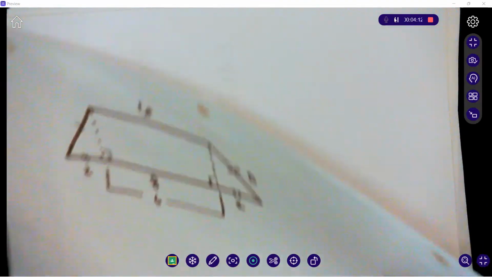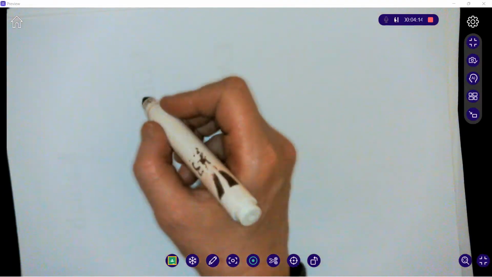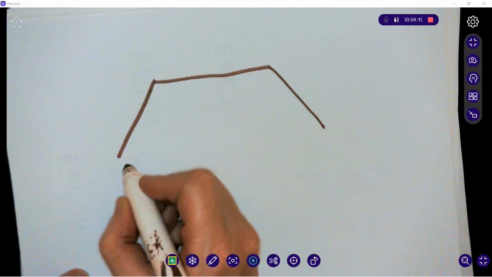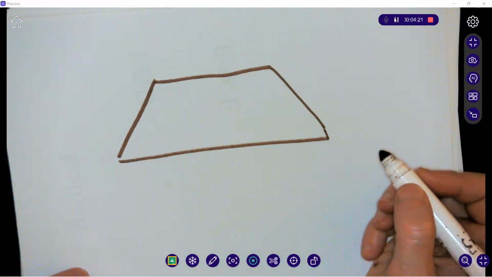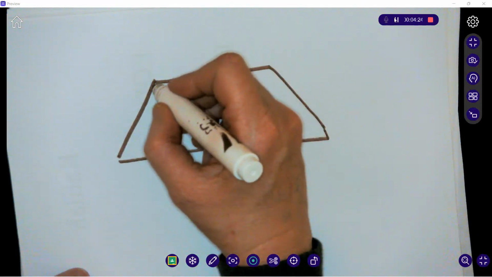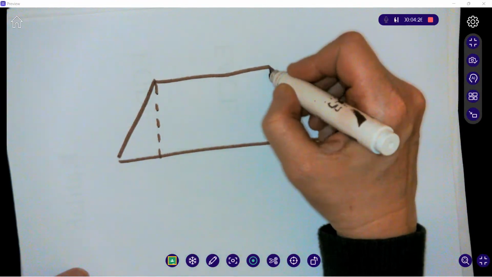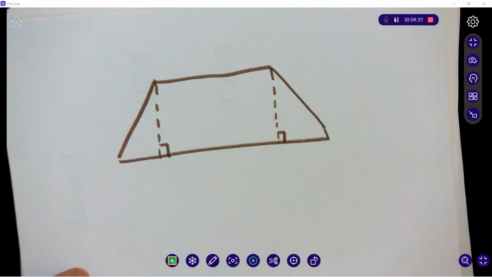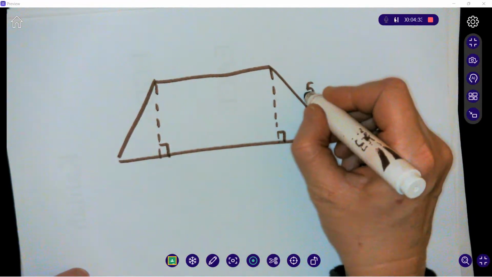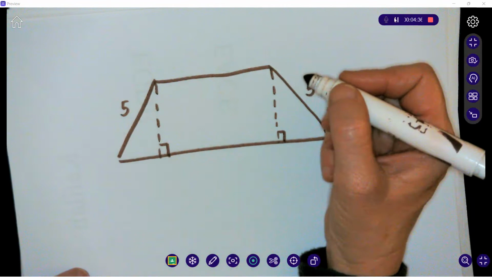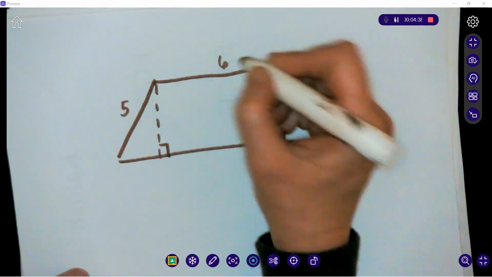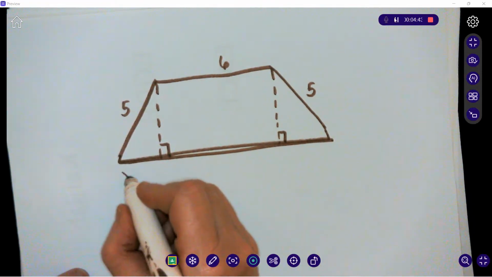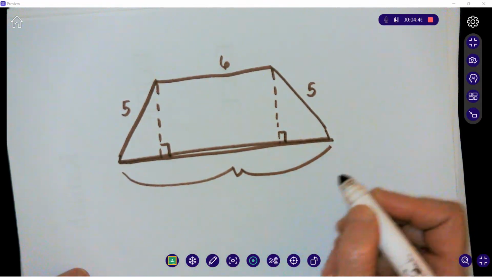I'm going to redraw that because I think that diagram looks a little confusing. Okay, so we're just going to redo that one so that you're not confused. All right, so first they say that this is an isosceles trapezoid. So we're going to draw our two heights. And remember that they're perpendicular. They give us that the legs are 5. That are those two sides right there. And they said that the base is 6. And then this base down here is 10. That's the part that I thought looked confusing before. So I'm going to draw it this way.